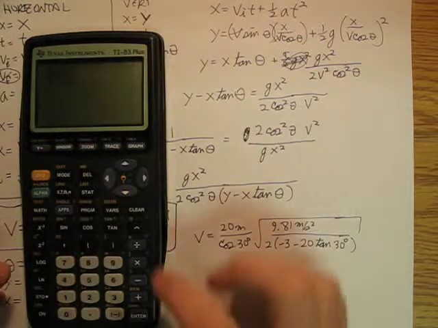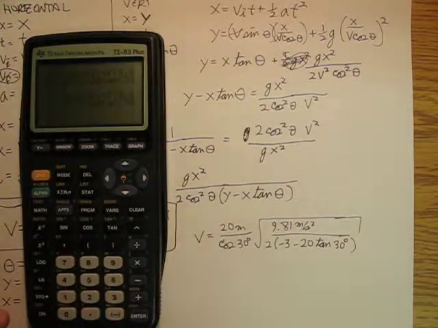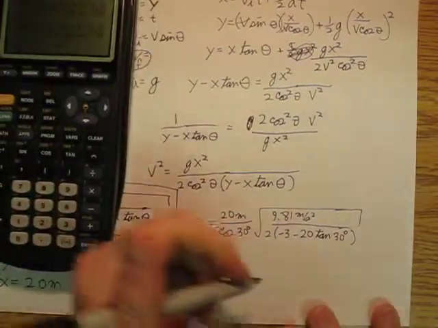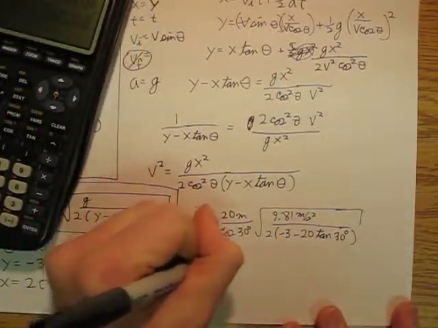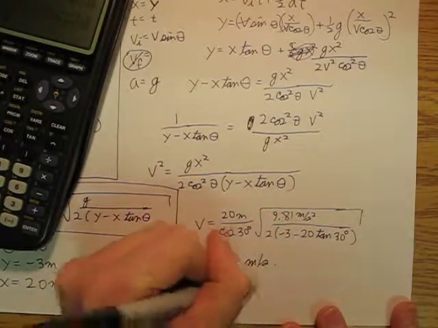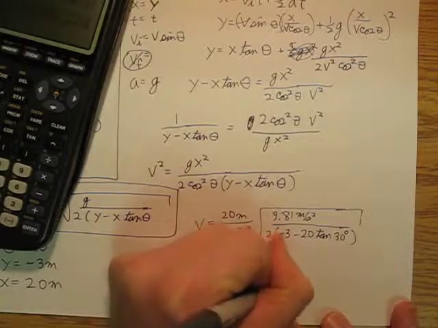Okay. Well, I'm out of time, but I did this previously, and it comes up that v is approximately 13 meters per second, or approximately 30 miles per hour.